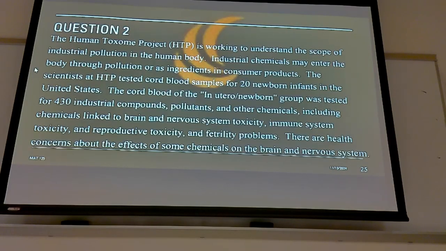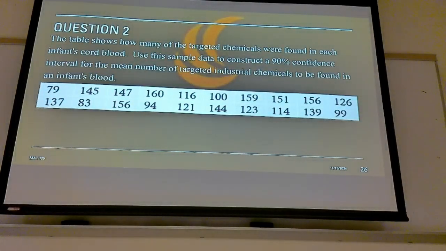So should we add them all up and divide by 20? Yeah, you're going to have to. Use the sample data to construct a 90% confidence interval for the mean number of targeted industrial chemicals to be found in an infant's blood.